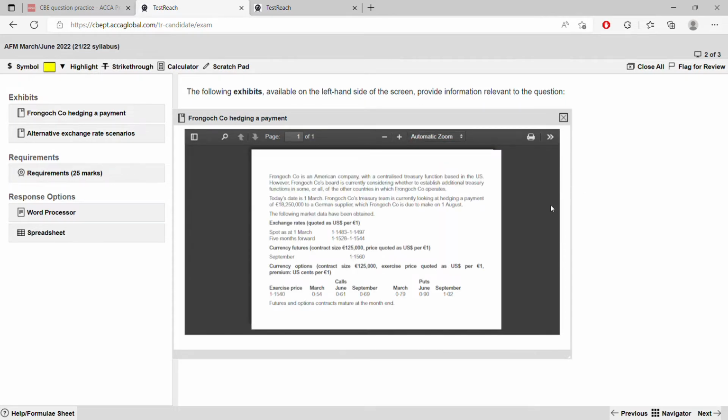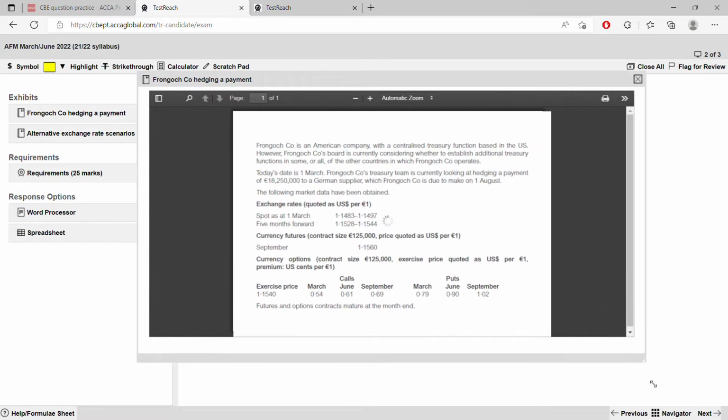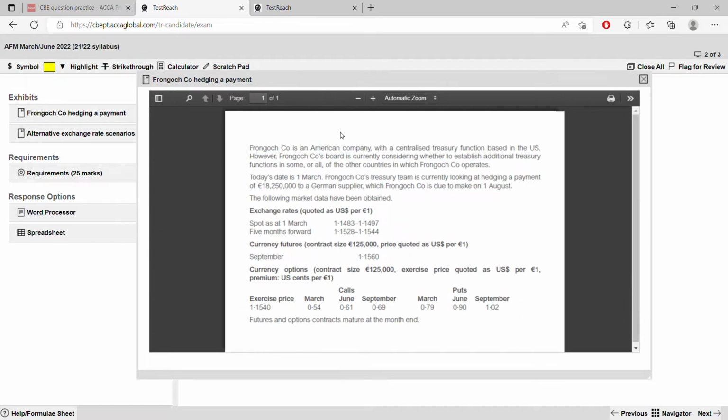We'll zoom it. So this is an American company with a centralized treasury function based in the US. And they want to hedge a payment of 18.25 million to a German supplier. It is due on 1st of August. I don't know whether you can see it or not. We'll zoom it out.